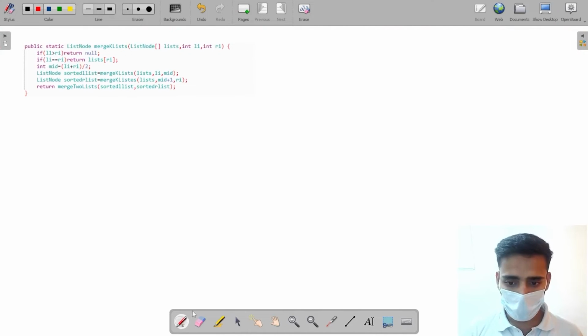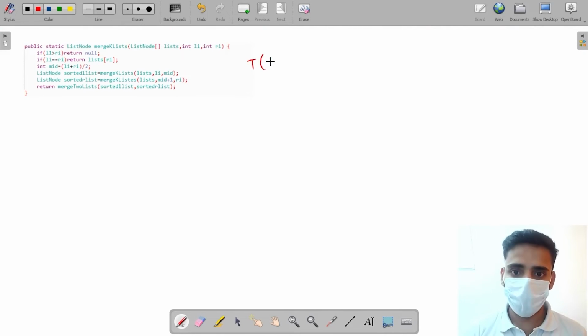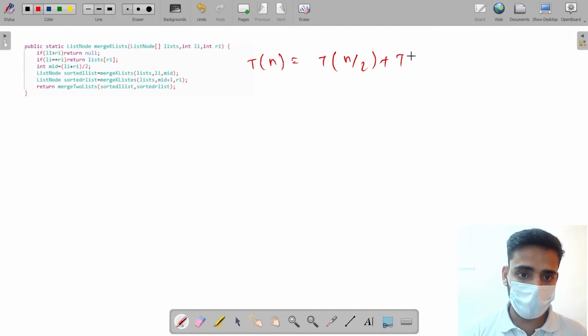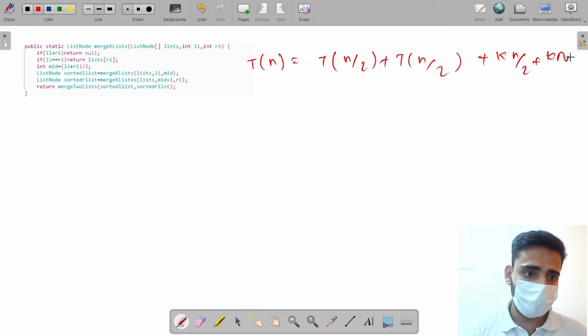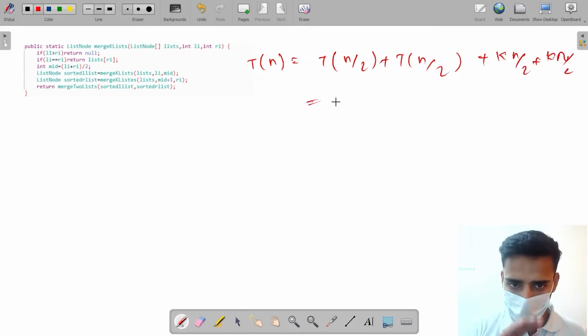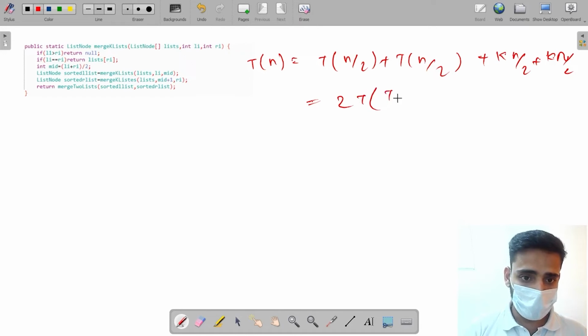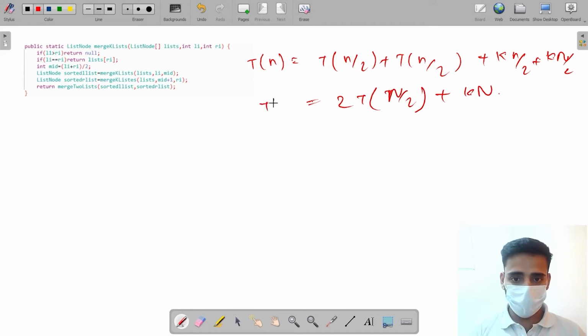Now let's talk about the complexity that we were talking about earlier. So T of n is equal to T of n by 2 plus T of n by 2 plus k of n by 2 plus k of n by 2. Okay, so eventually this is going to be, sorry, 2T of n by 2 plus kn. This will be the T of n, the total time complexity.